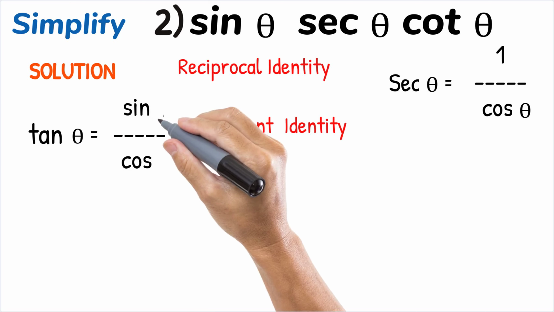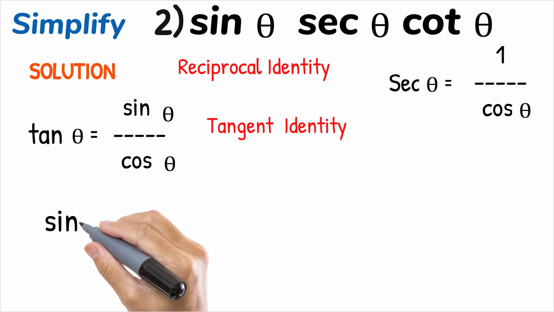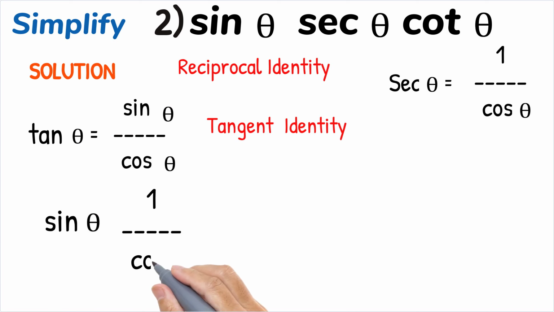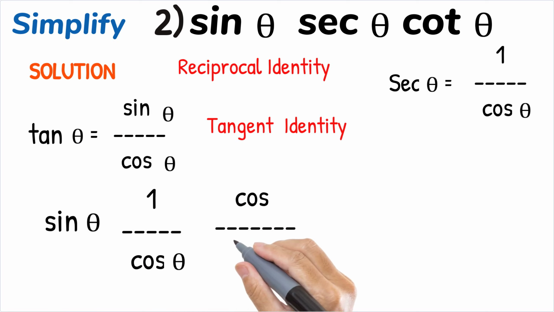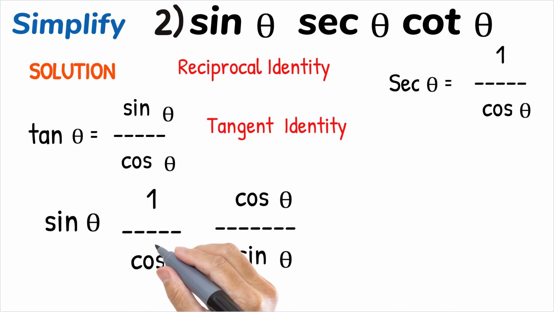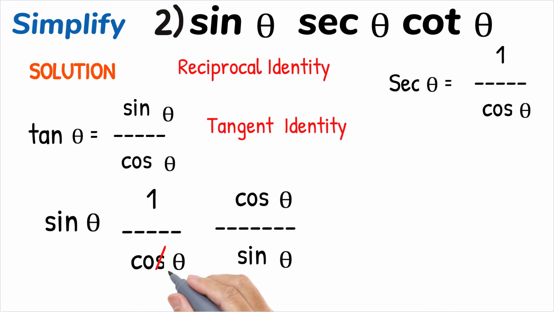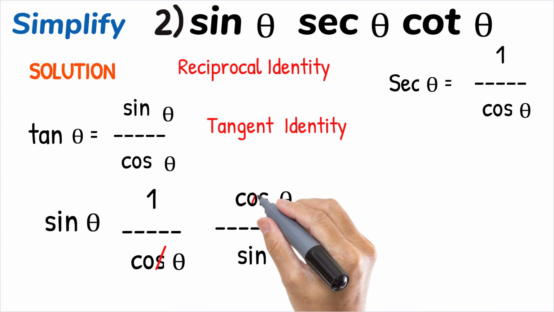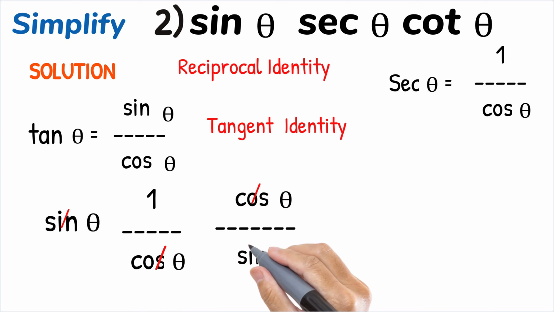Now rewrite the above expression as sin theta, secant as 1 over cosine theta, tan as sin over cosine theta. Simplify cosine theta in the numerator and in the denominator. And sin theta. The expression simplifies to 1.